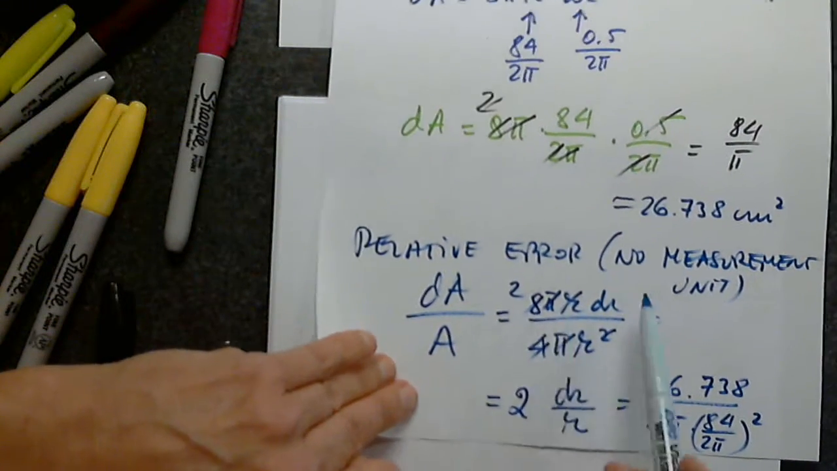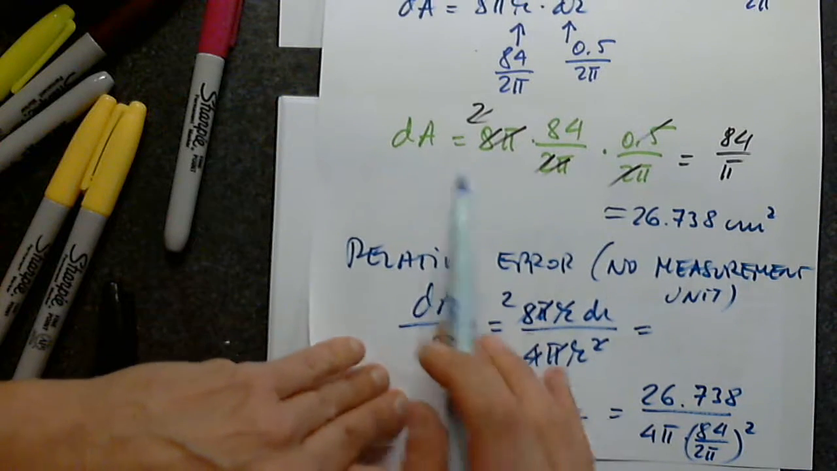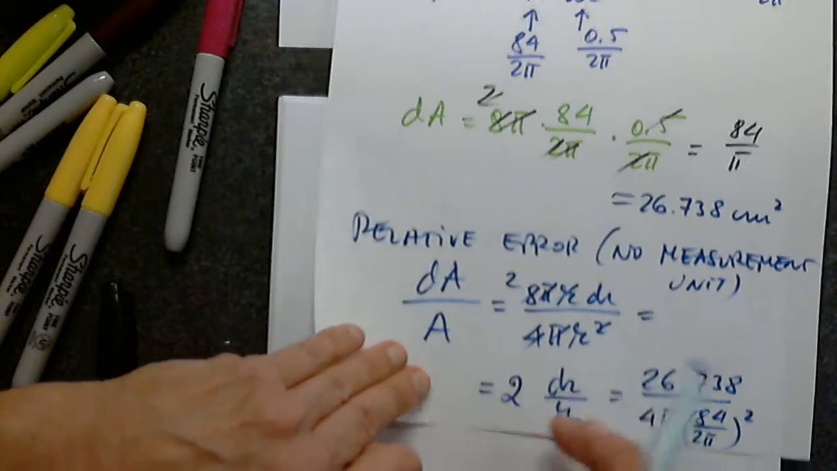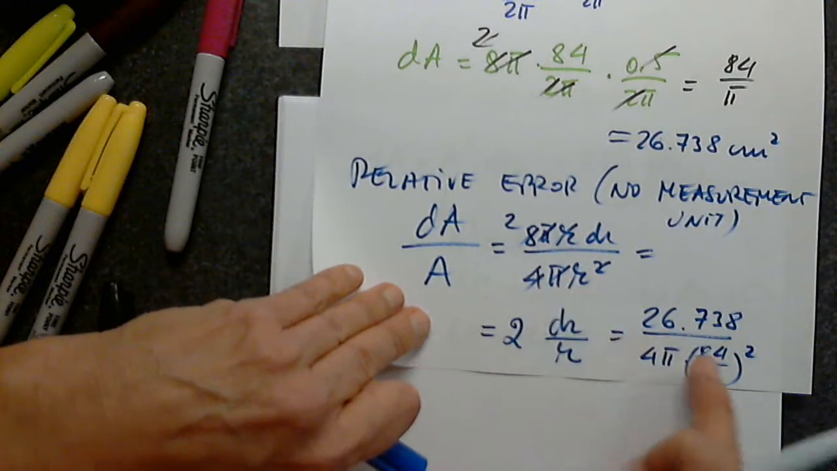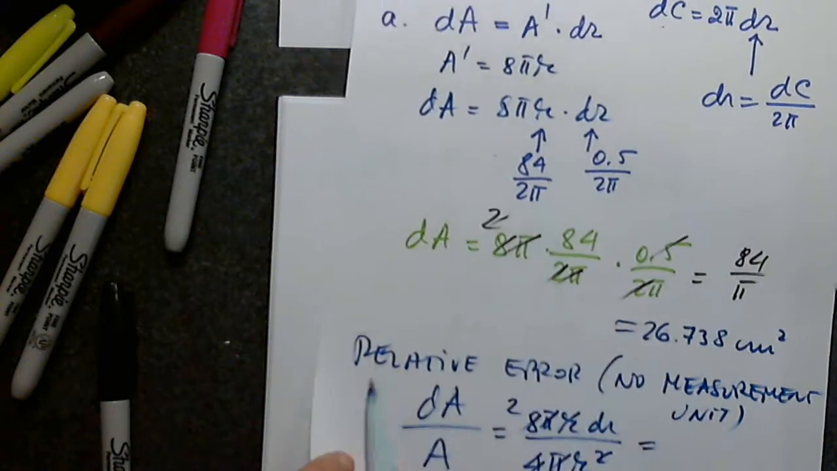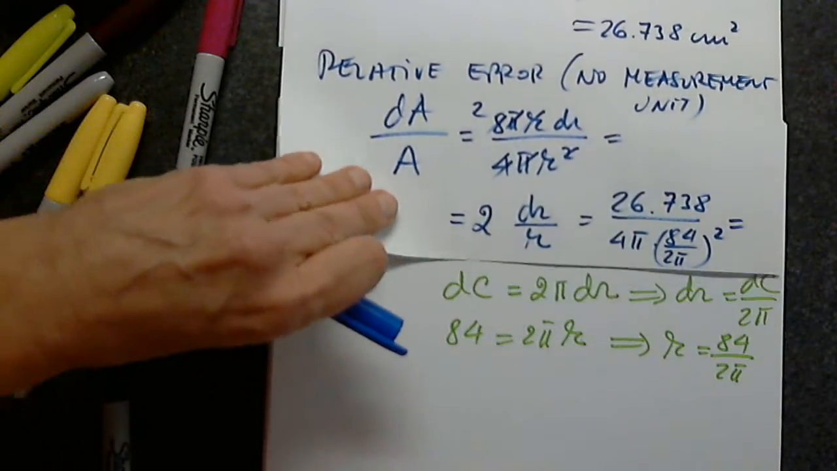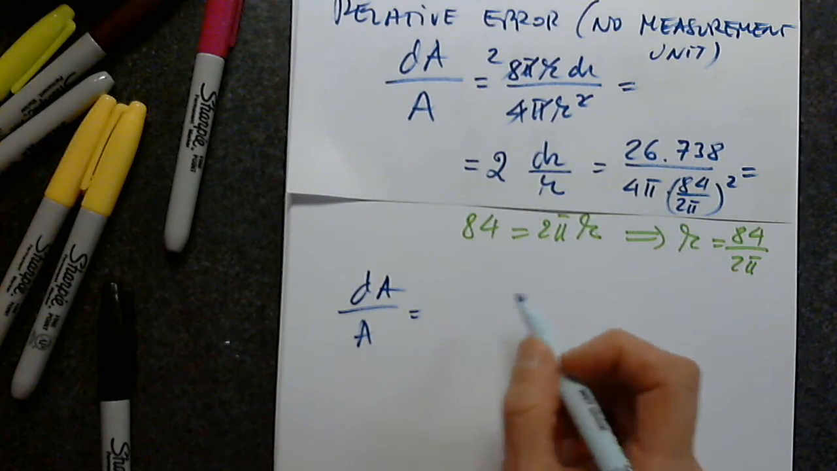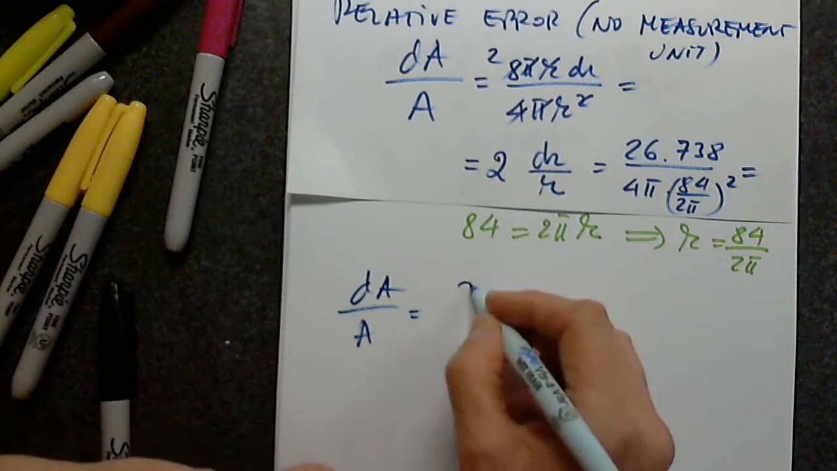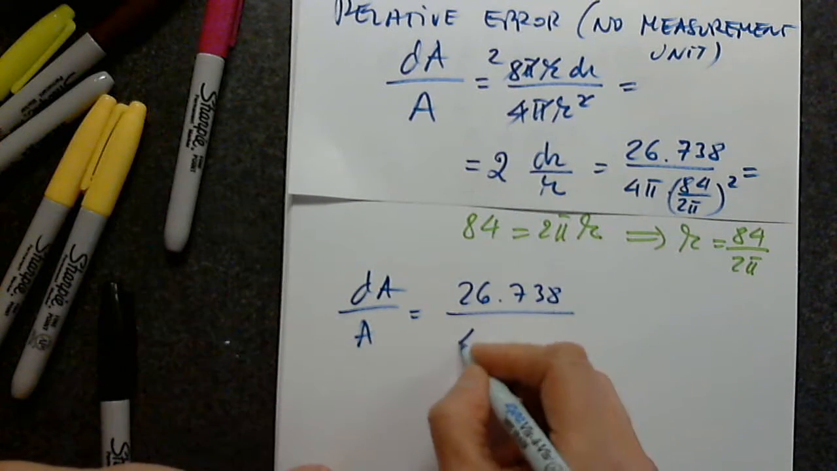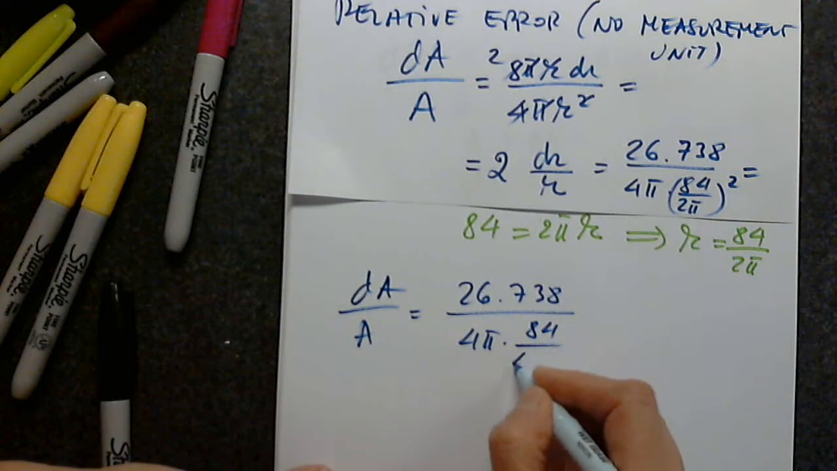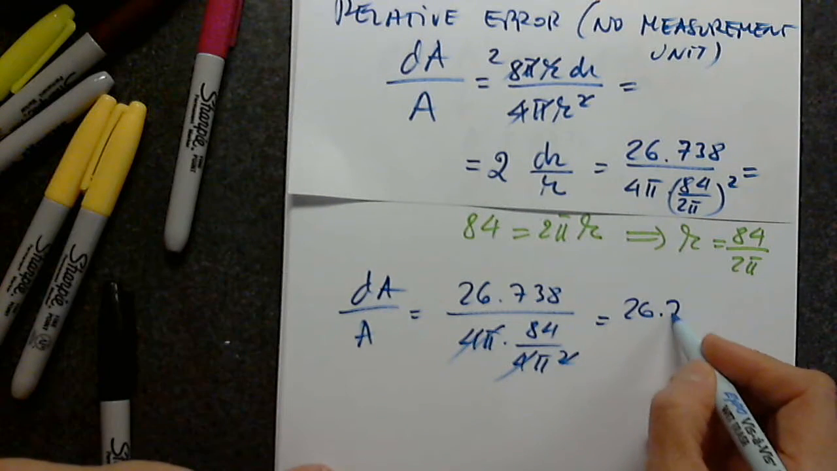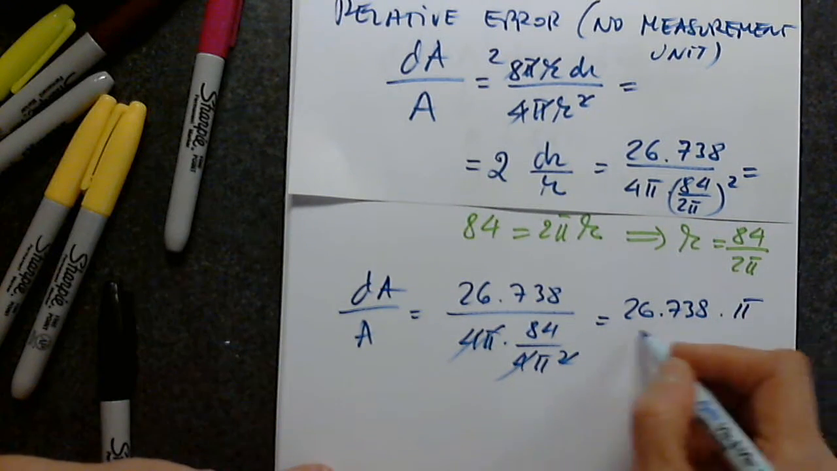So one more time, here's what I did. Assuming I did not simplify, I already had the A, which was 26.738. But now the denominator is 4 pi times the radius squared. So the radius is 84 over 2 pi. So now we have to calculate this. So dA over A equals 26.738 divided by 4 pi times 84 over 2 pi squared. So this will become 26.738 times pi over 84.